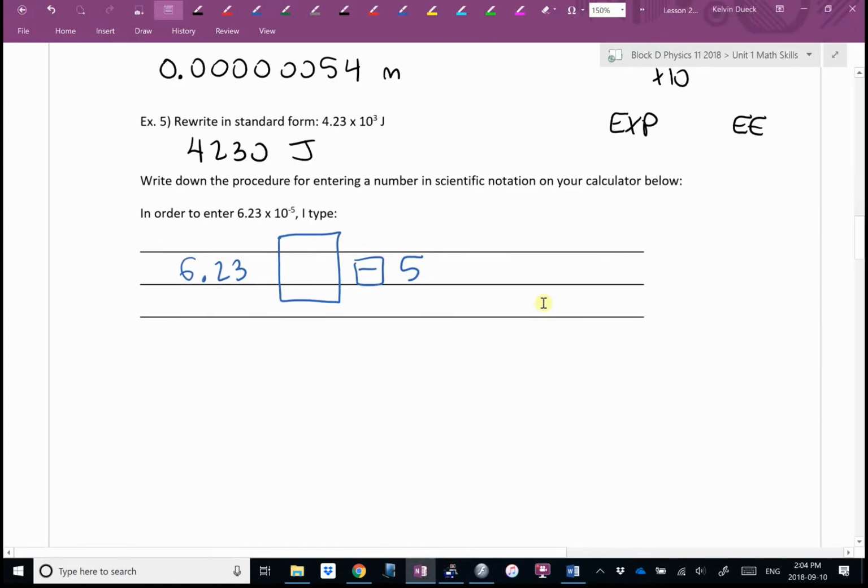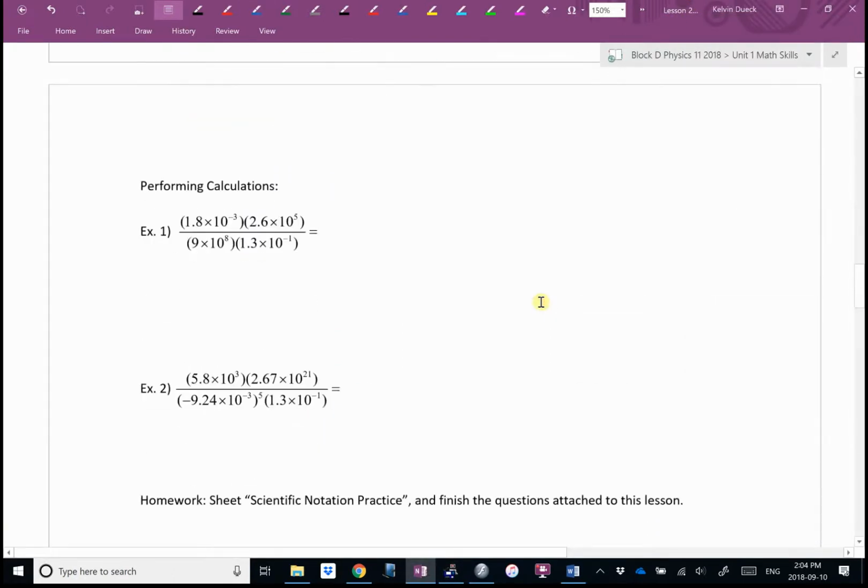Let's try some of these. Performing calculations. Turn the page. We're going to use our calculators. My apologies to those of you who have the calculators that I've made fun of, because you're going to find out already you're at a bit of a handicap. Sorry. All right.